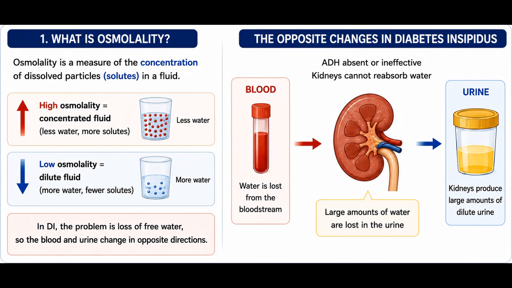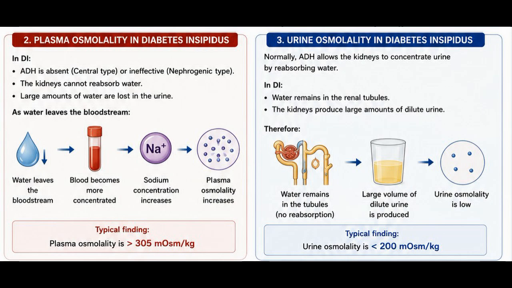In DI, the problem is loss of free water, so the blood and urine change in opposite directions. Plasma osmolality. In diabetes insipidus, ADH is absent, as in the central type, or ineffective, as in the nephrogenic type. The kidneys cannot reabsorb water. Large amounts of water are lost in the urine.